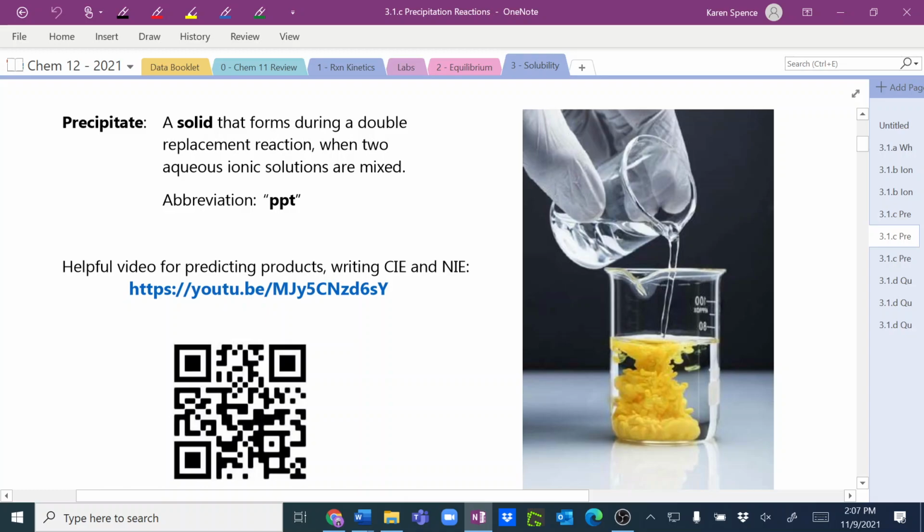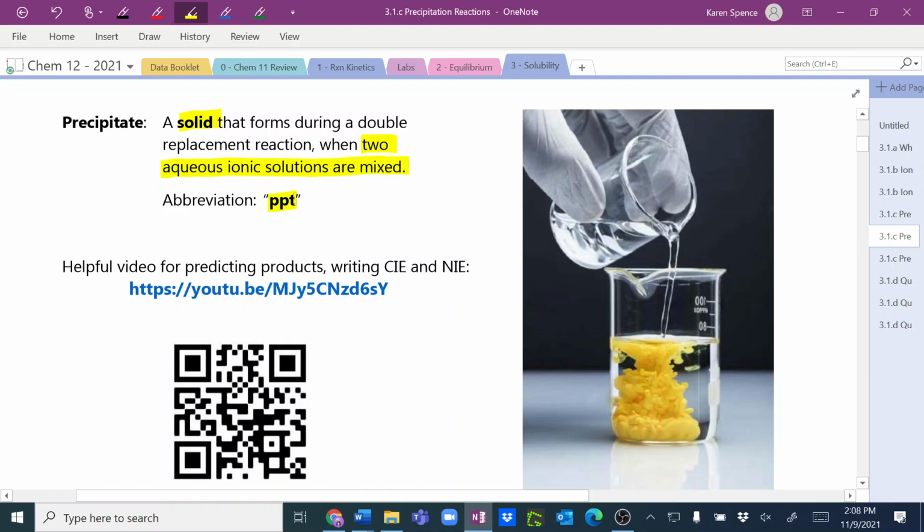So a precipitate is the solid that forms during a double replacement reaction when two aqueous ionic solutions are mixed. And the abbreviation for precipitate is PPT.